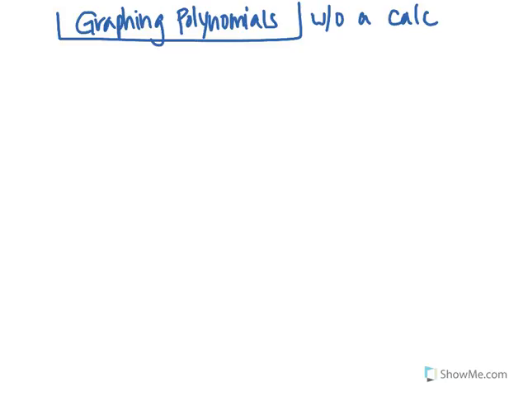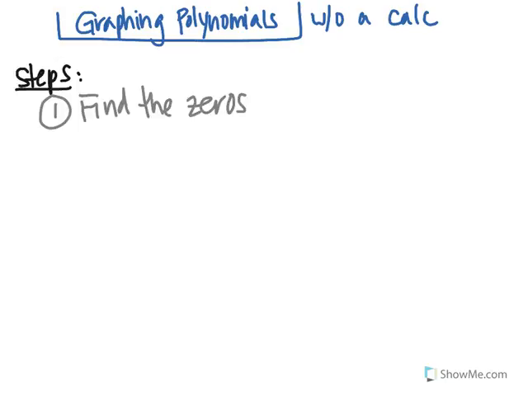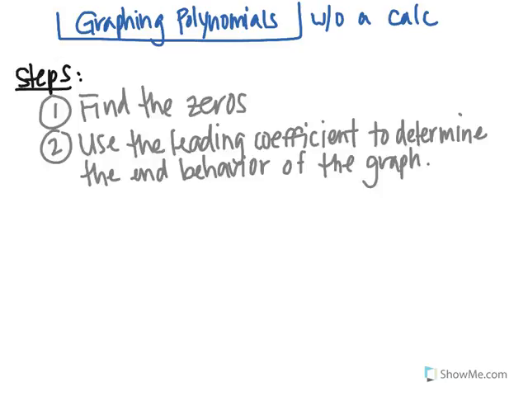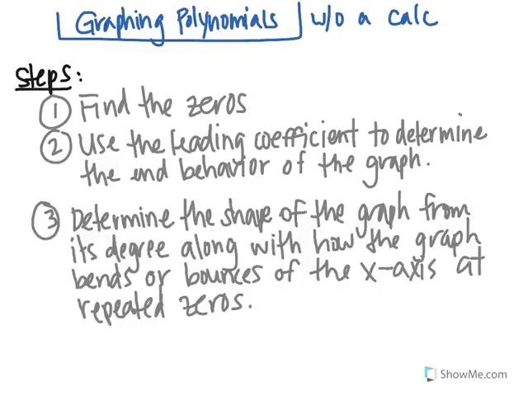We're going to be graphing polynomials without a calculator, and here are the 3 steps. Step 1 is to find the zeros. Step 2 is to use the leading coefficient to determine the end behavior of the graph. So is it ending up on the right or down on the right side? The last step is to determine the shape of the graph from its degree.